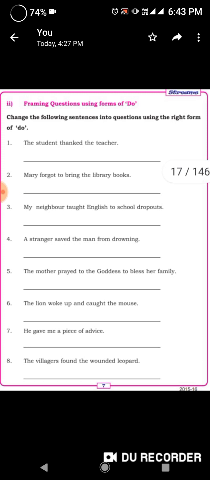You have already learnt about questions. There are two main types of questions. One is the WH question, the second one is the yes or no question. WH questions begin with what, when, why, who, which, where, and how.